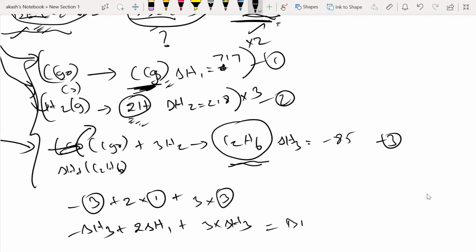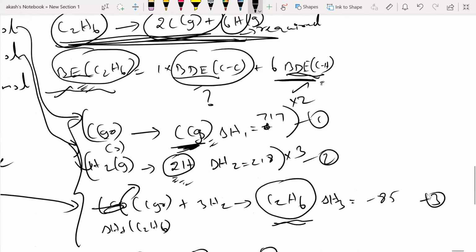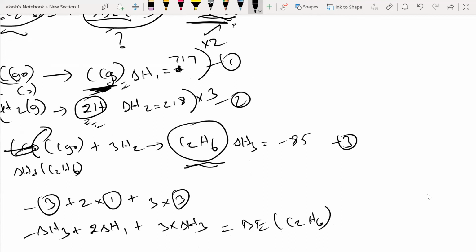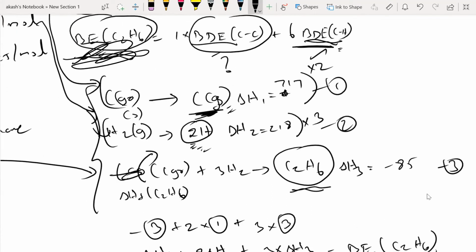We are going to end up with the bond enthalpy of C2H6, because that is the equation which you got, right? So this particular value, whatever you have, will be substituted here. Bond enthalpy of C2H6 we know now. This value is already given to us, and this value will be found easily. Very, very simple. Okay, it looks a little complex, right?